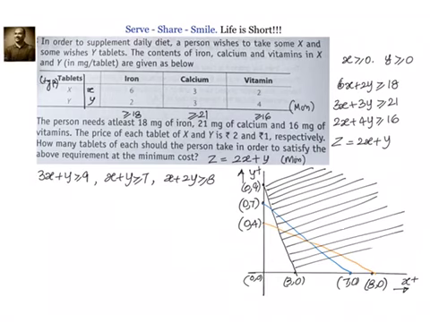Let's do the next one. That is x plus y greater than or equal to 7. Again substitute x equal to 0, y equal to 0. 0 greater than or equal to 7 is false. So that means the plane we have to consider is the one not containing the origin. So x plus y greater than or equal to 7. The solution will be going away from the origin. So this will be the solution.